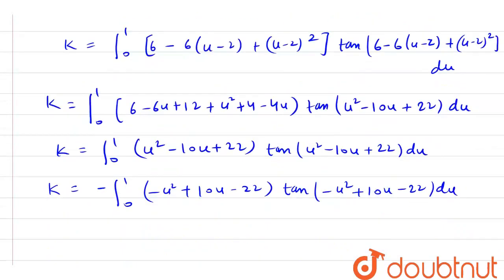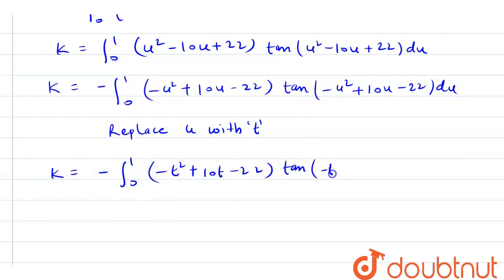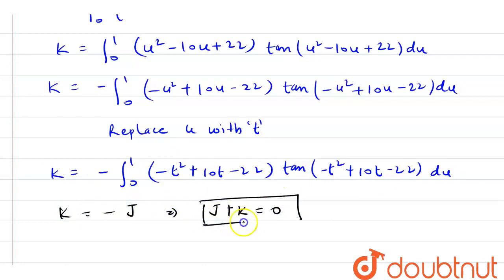And if I replace u with t, then what we'll get is K as minus the integral from 0 to 1 of (-t² + 10t - 22) tan(-t² + 10t - 22) dt, and this is nothing but minus the value of J. So I can say J plus K is equal to 0, and this is my final answer.